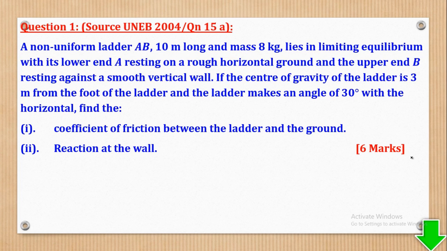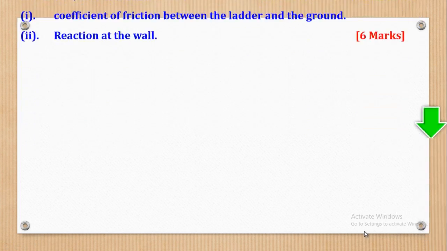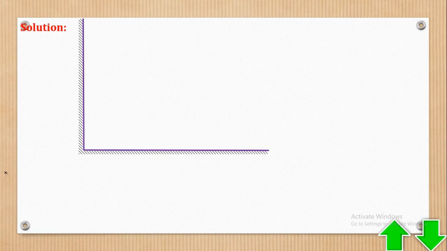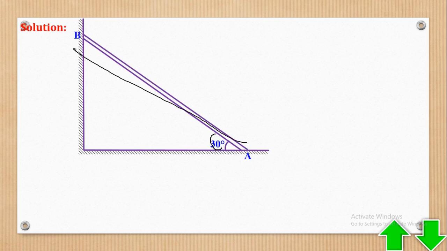So the first thing to do is to make a sketch of the force diagram using a ruler. So we shall start with the vertical wall and horizontal ground. Then next we shall show a ladder resting and inclined at 30 degrees to the horizontal. So this is the 30 degrees to the horizontal, and this AB is the ladder.